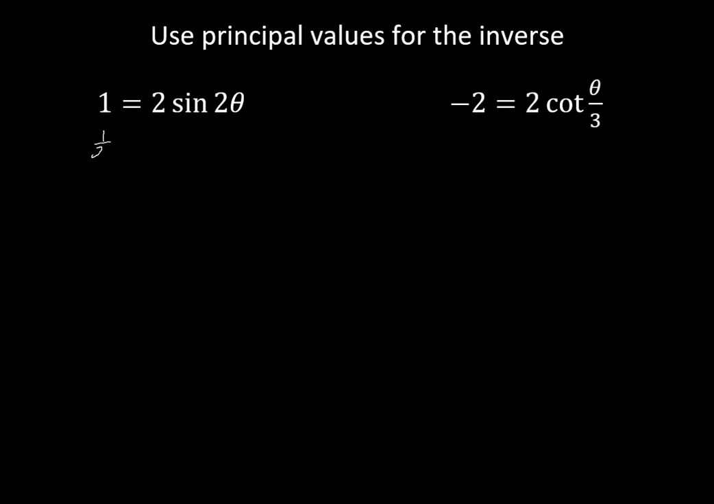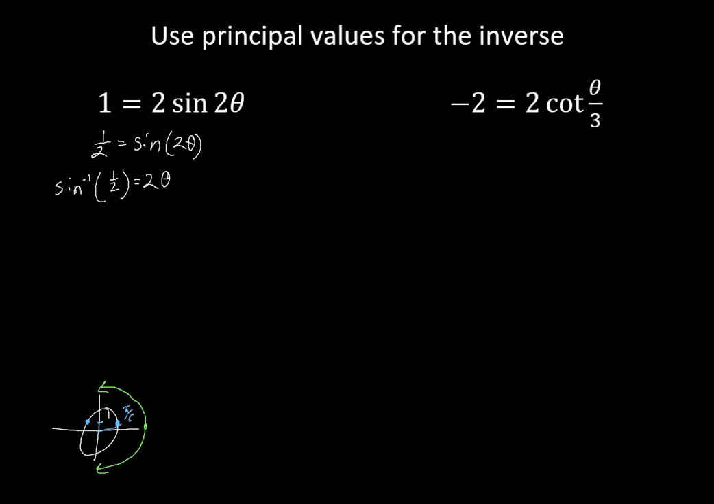In order to save time, it's just 1/2 is equal to sine of 2 theta. Now we take the inverse sine of both sides. Inverse sine of 1/2 equals 2 theta. So when does sine of theta equal 1/2? That happens right here and right here. The restrictions for sine are negative pi over 2 to positive pi over 2, which means one that would fit in there is pi over 6. Pi over 6 does fall in between those, so we're allowed to say pi over 6 equals 2 theta.